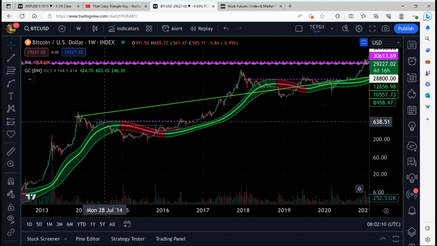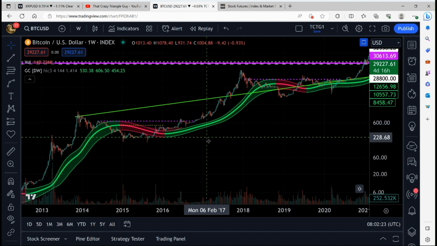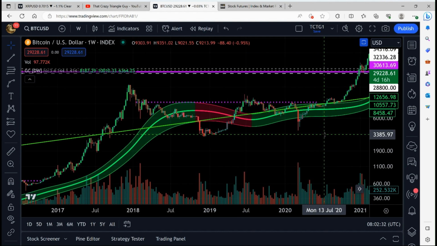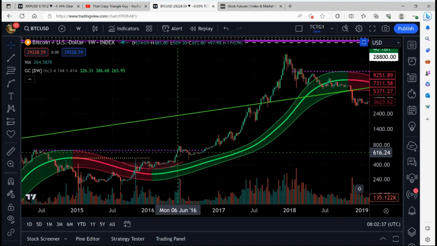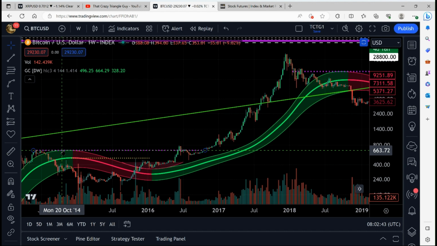On every cycle back here in 2015, I've drawn a dotted line at the top of the Gaussian channel for that cycle. And after we've broken through, retested the top of the Gaussian channel on the weekly time frame, we've typically come up and busted through that previous high of the Gaussian channel from back before our bottom.